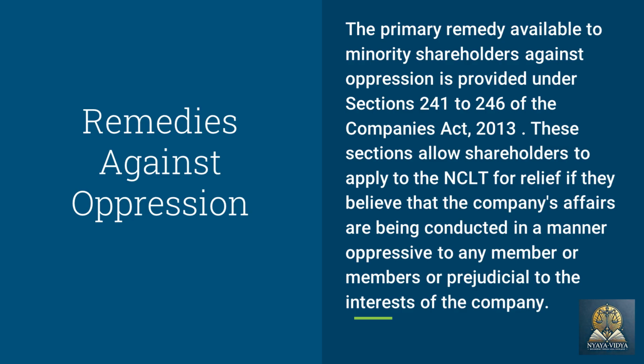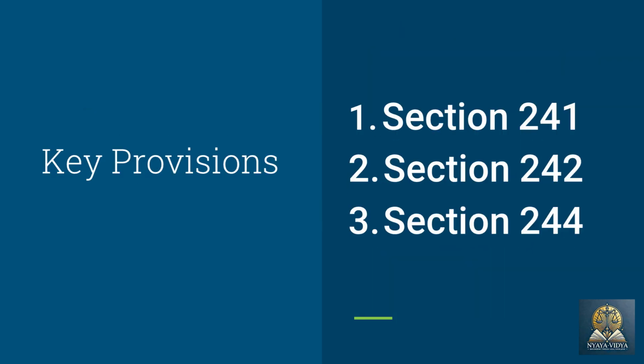There are remedies against oppression. Sections 241 to 246 of the Companies Act 2013 talk about the remedies against oppression of minority shareholders by management. So when any minority shareholder's rights are infringed, they can approach NCLT for justice. There are three key provisions or sections in this.